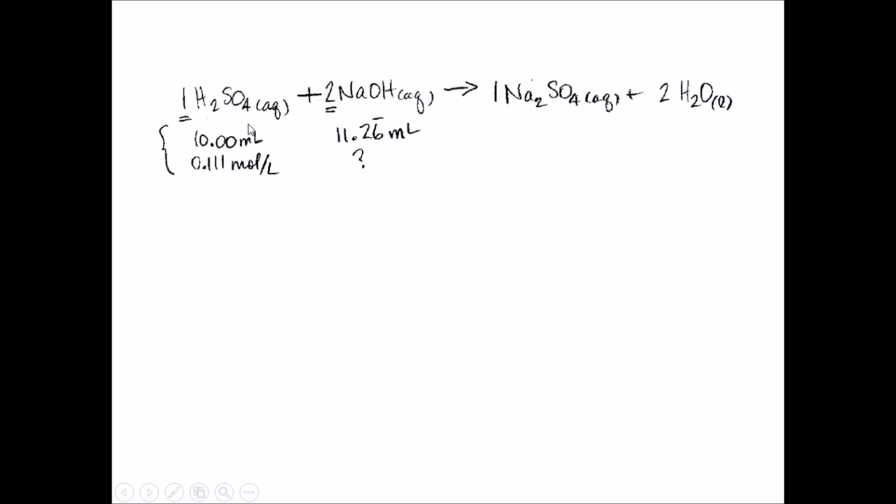We can start our titration calculation with a balanced chemical equation. Notice the volume and concentration of sulfuric acid and the volume of sodium hydroxide. We can now move forward with the calculation to solve for the concentration of sodium hydroxide.